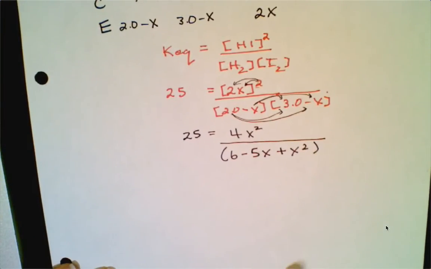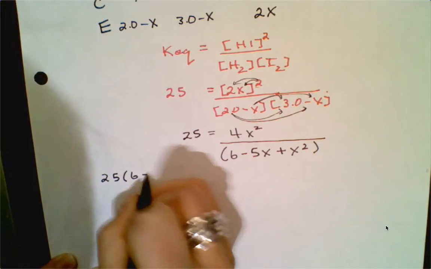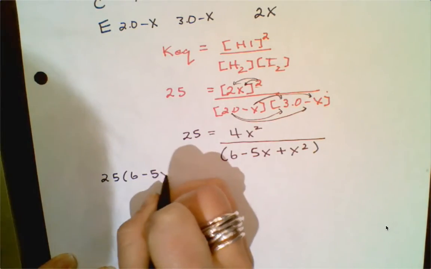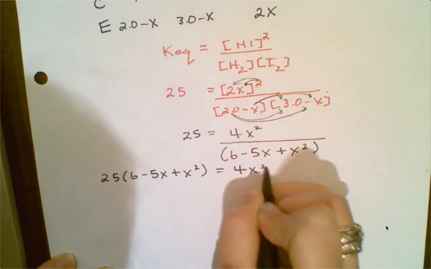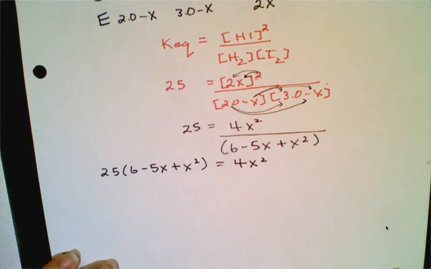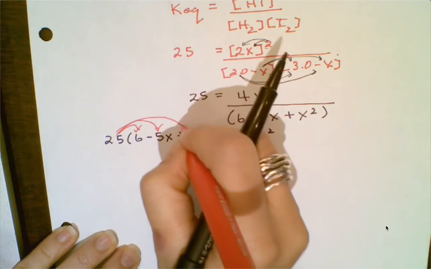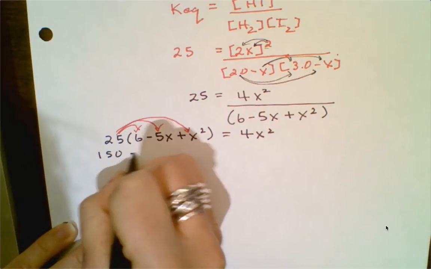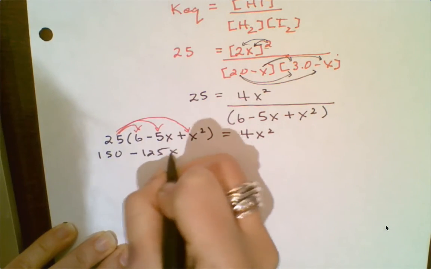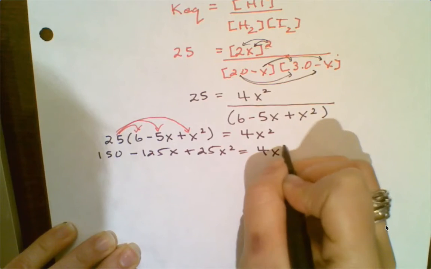Then I want to move this to the other side of the equal sign. So instead of being divided, it will be multiplied. I'm going to take 25 times 6 minus 5X plus X squared, and that's equal to 4X squared. Then you want to multiply everything in that bracket by the 25 that's outside the bracket. So we end up getting 150 minus 125X plus 25X squared is equal to 4X squared.